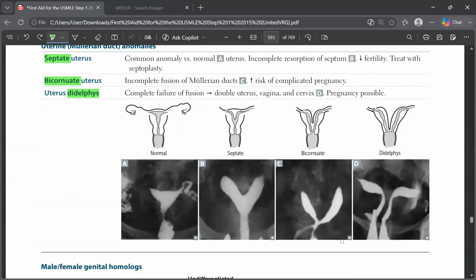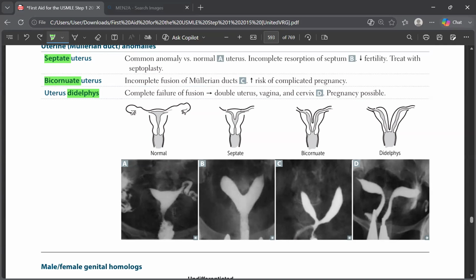Yes, and in bicornuate uterus, there is incomplete fusion of the Mullerian ducts, and it causes increased risk of complicated pregnancy. And in uterus didelphys, there is complete failure of fusion. There is no fusion of the Mullerian ducts, and this causes a double uterus, vagina, and cervix, and pregnancy is possible in this case.